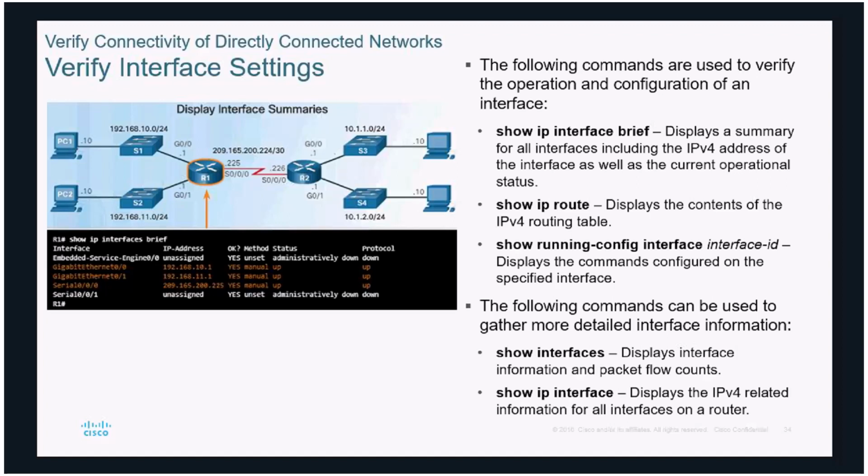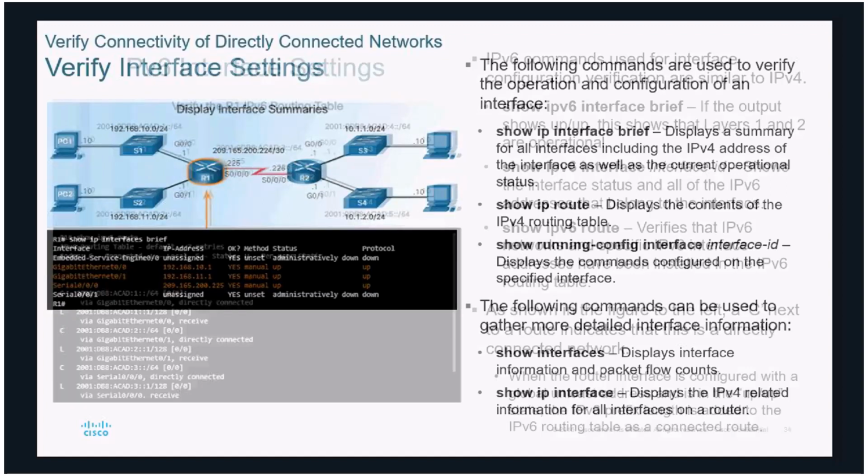So, verifying interface settings. The following commands verify the operation and config of an interface. These are the big ones to know about. Those of you who did your CCNA exam hands-on skill test recently, that last page where it asks for these little commands, they're the same ones. Show ip interface brief does that. Show ip route displays contents. Show running-config interface ID is a very specific command. Show interfaces and show ip interface give you much more detailed information about what's going on in an interface. Those commands are really hot and important, so please note them down, remember them, write them in your journal.